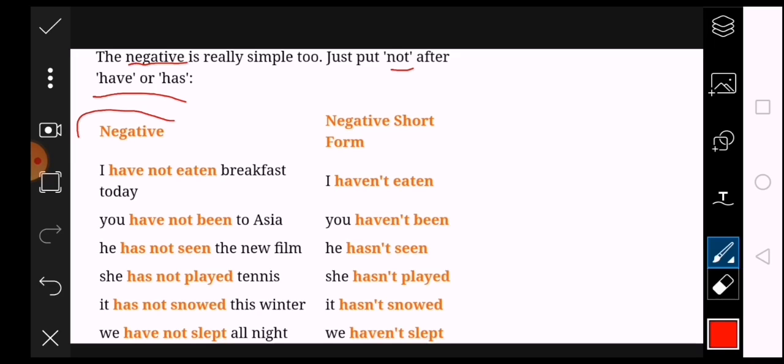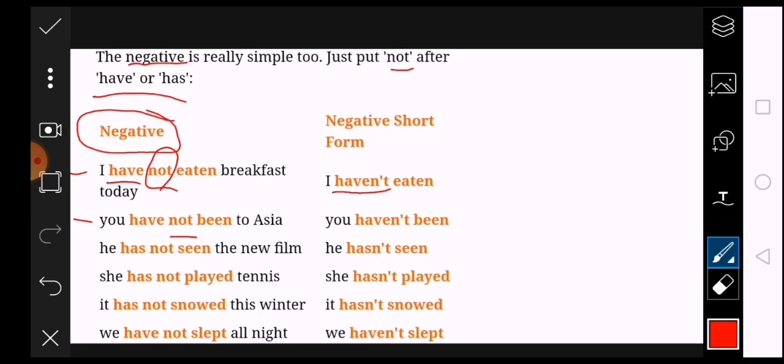That means when we have negative form, for example, I have not eaten breakfast today. What should we use in negative? We should use not after have. In affirmative, I have eaten breakfast. But in negative, I have not eaten breakfast. Number 2, you have not been to Asia. So we add not.